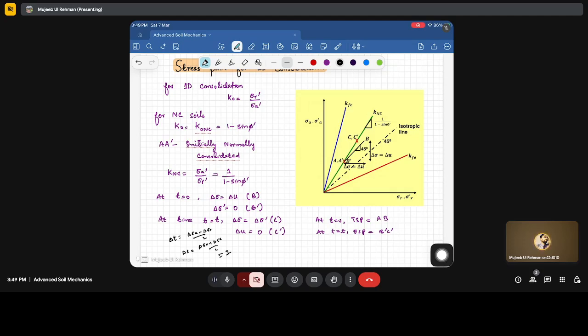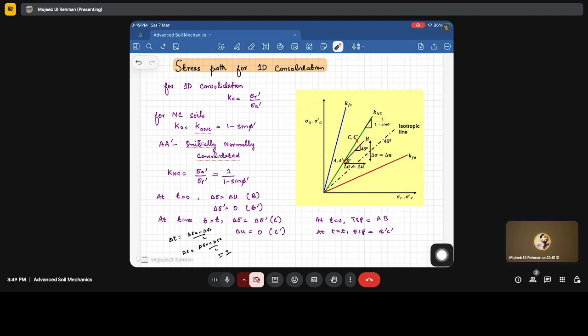So you can see that this K naught line is actually the bound for the stress path for the 1D consolidation. This is for the isotropic line, which will be here, and this is the bound for the 1D consolidation corresponding to K naught. Fine. And at t is equal to 0, delta sigma is equal to delta u, represented by point B in the stress path, but this line will be parallel to the isotropic line.